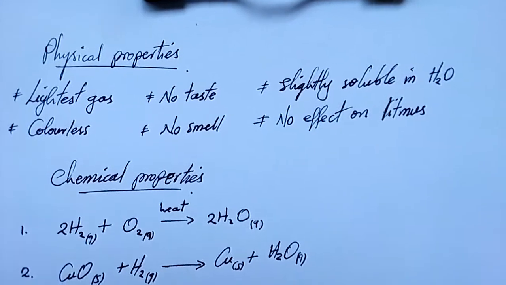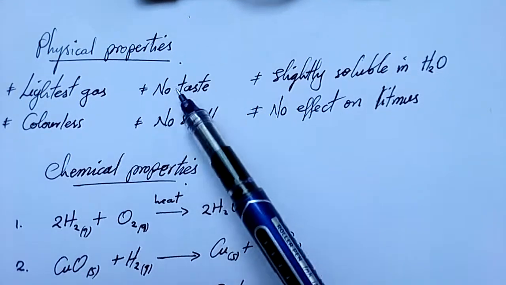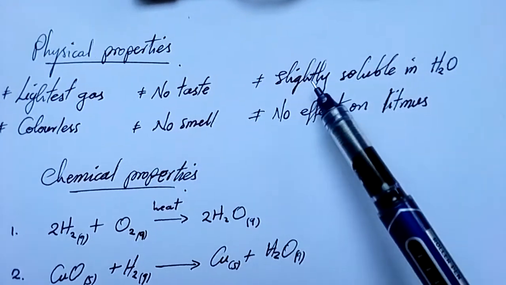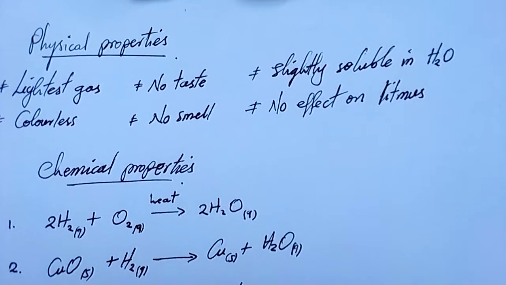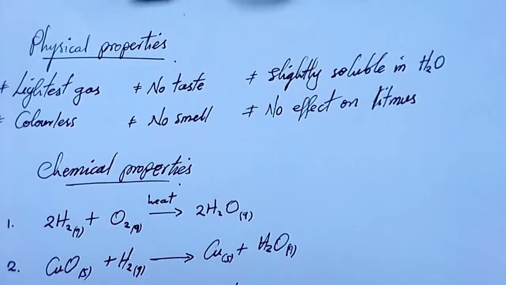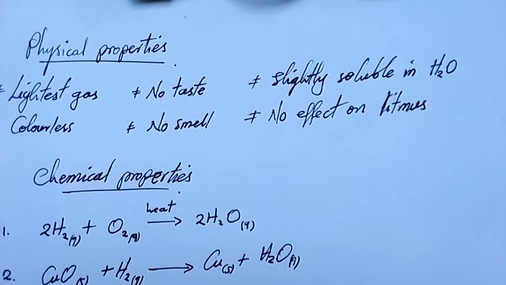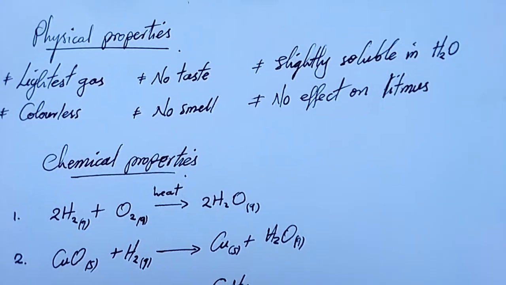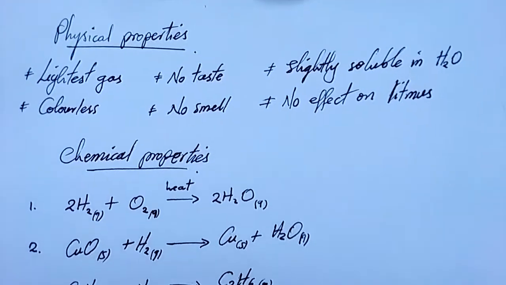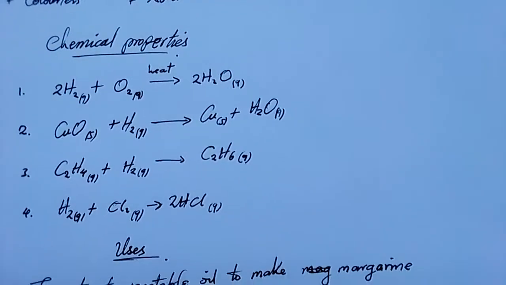Physical properties of hydrogen: the lightest gas, colorless, no taste, no smell, slightly soluble in water, no effect on litmus. Some people will talk about the acronym COW LIPS, but you can check that out from any other book. But chemical properties, these are the equations.